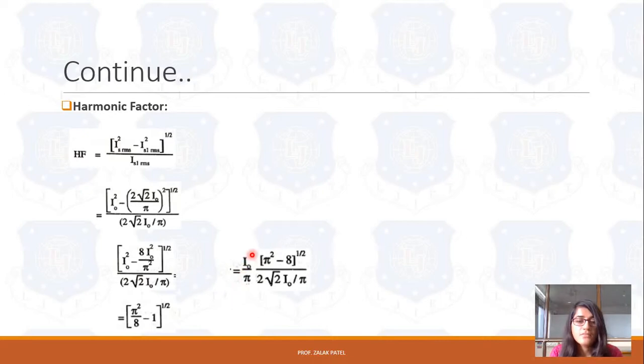So final answer will be this: I0 and I0 will be cancelled out. This pi and pi will be cancelled out. So remaining term is pi square by 8 minus 1 raised to 1 by 2. So if we solve this, then the answer will be 0.4834. So once again, this harmonic factor also has a fixed value for this full wave converter. In case of semi converter, we have the equation term for harmonic factor. Here the fixed value is 0.4834 for full wave converter.